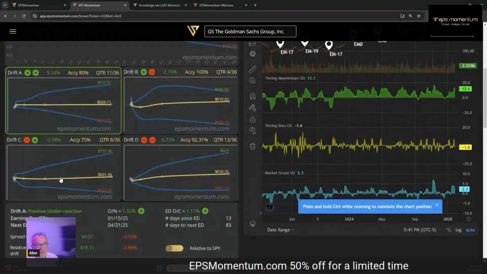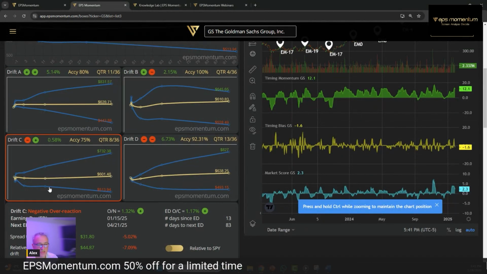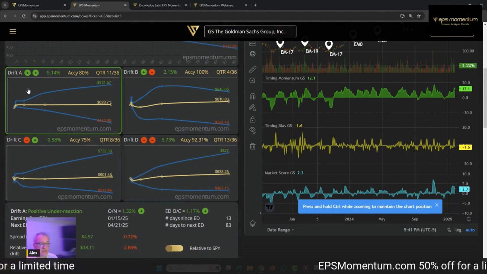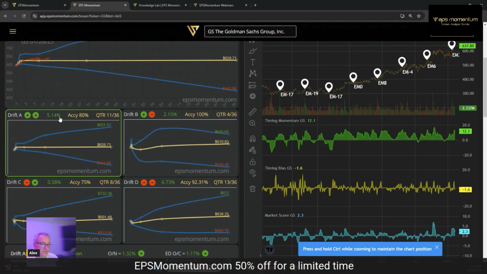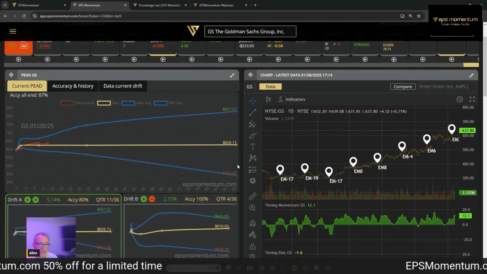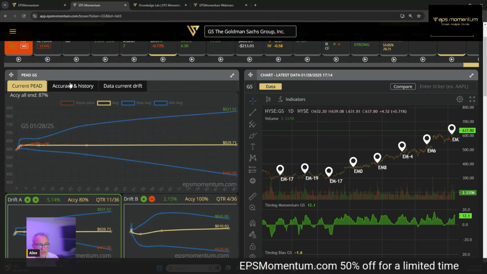So you get positive underreaction. Drift B is positive overreaction, then negative overreaction, and negative underreaction. So drift A is positive underreaction. That means that on average, the stock moves up 5%. QC is 80%, so 80% of the time it falls in that range. Granted, that range is pretty wide, but still useful. And we can look at the history of it.